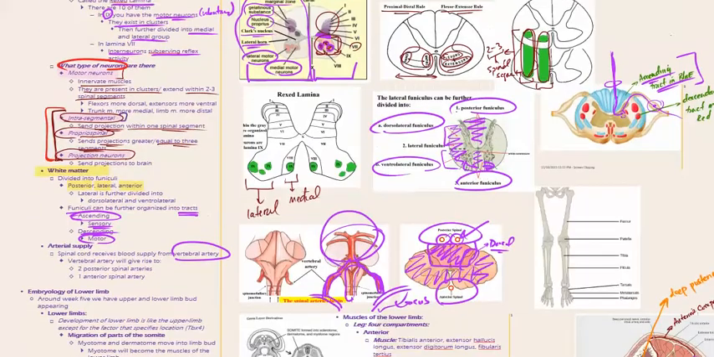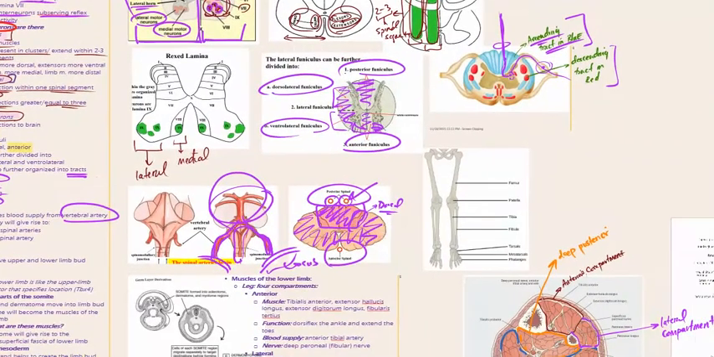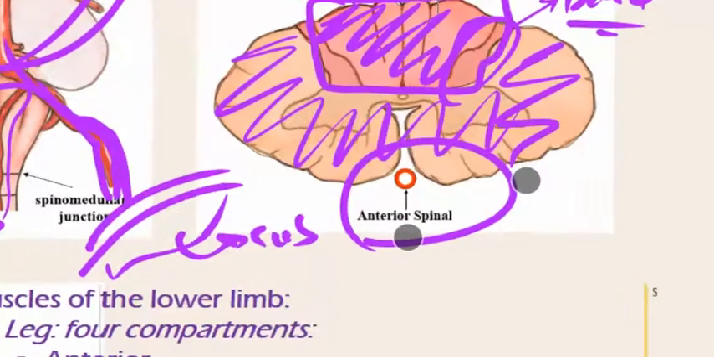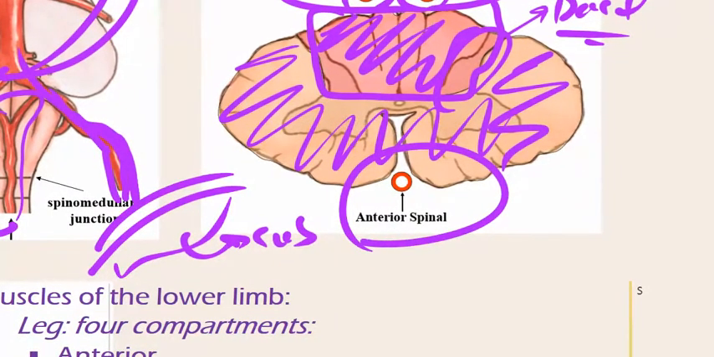So you said the anterior spinal artery goes to the lateral anterior region? Exactly.